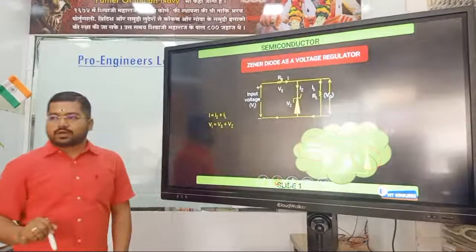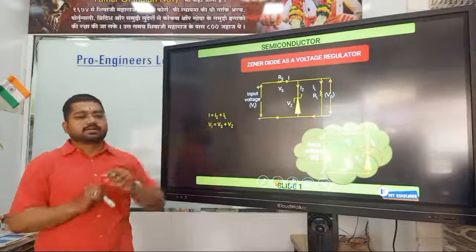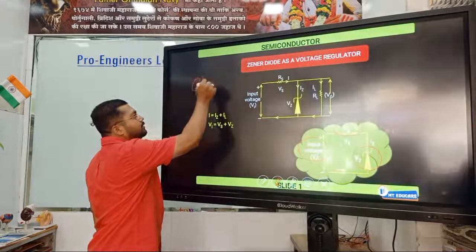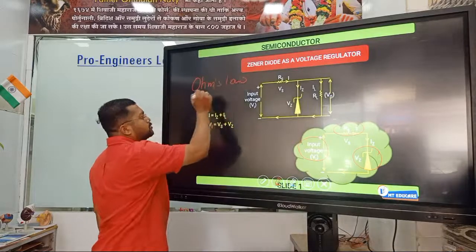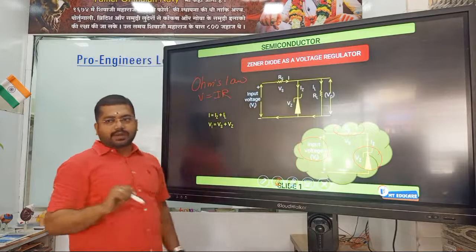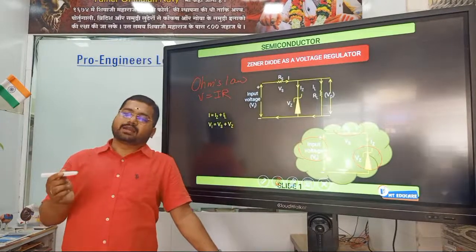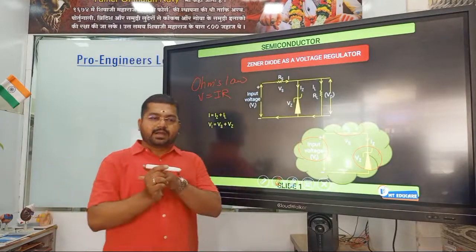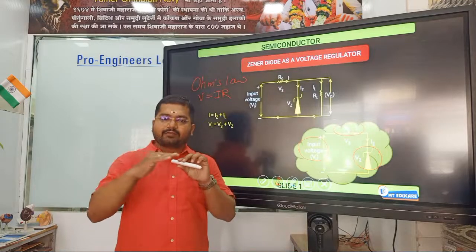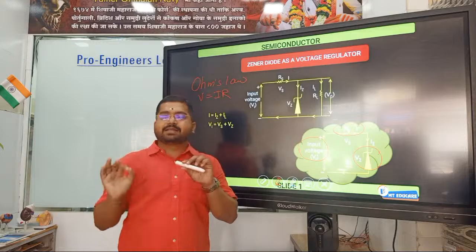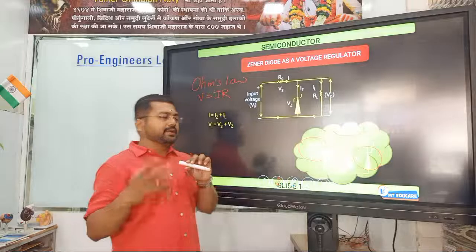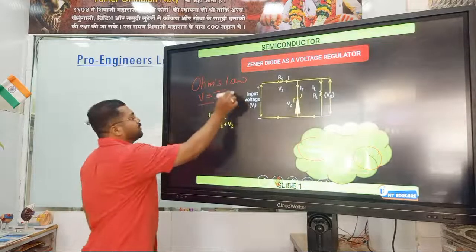Sir, how is there voltage across the resistance? Because based on Ohm's law, what we have studied, V is equal to I. What is the statement of Ohm's law? In a current carrying conductor, potential difference at the ends of the conductor is directly proportional to the electric current flowing through it, keeping its resistance or its physical state constant. So based on that, the formula is V is equal to IR.